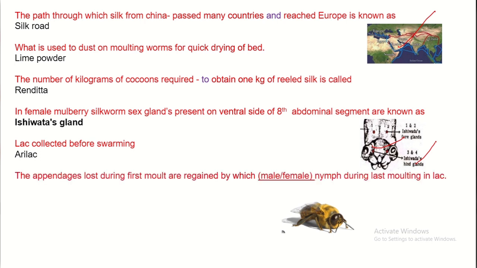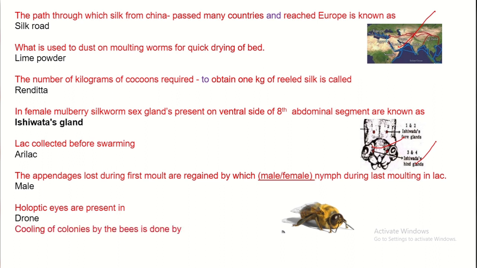The appendages lost during post molt are regained by which, male or female nymph, during the last molting in lac? That is male lac; it regains its lost appendages. Holoptic eyes are present in drone honeybees. Cooling of the colonies by the bees is done by fanning of the wings.